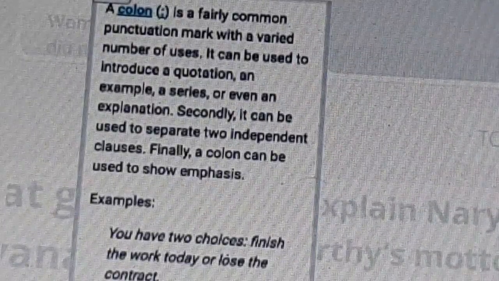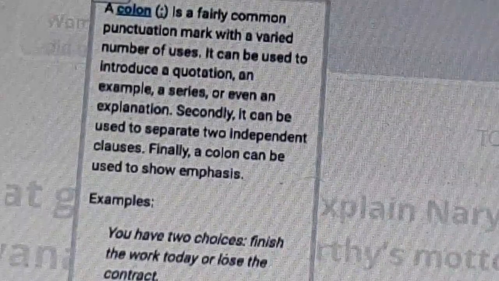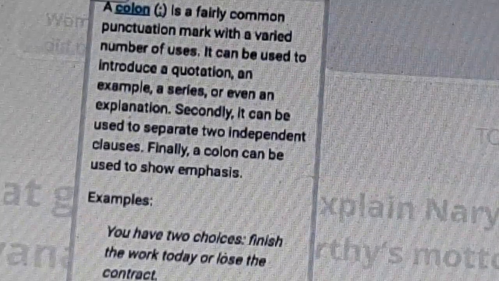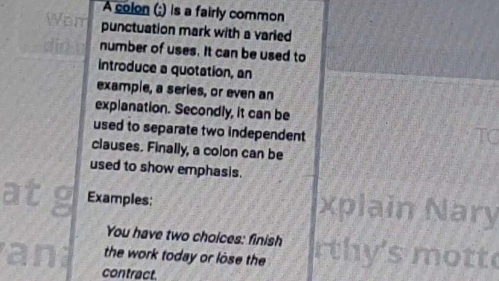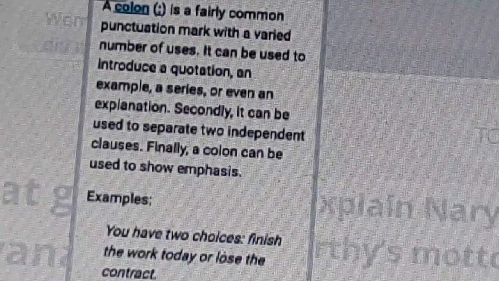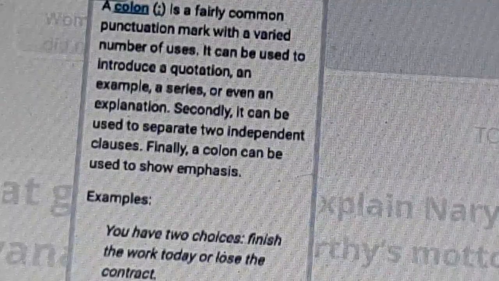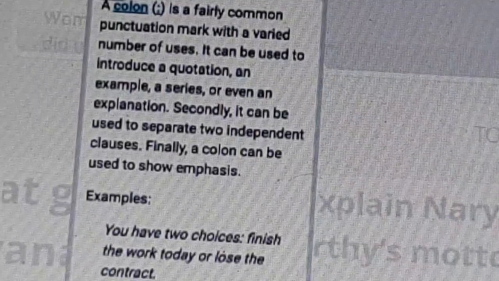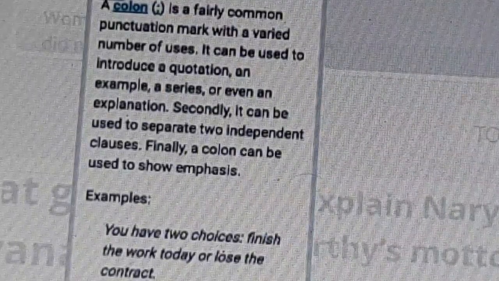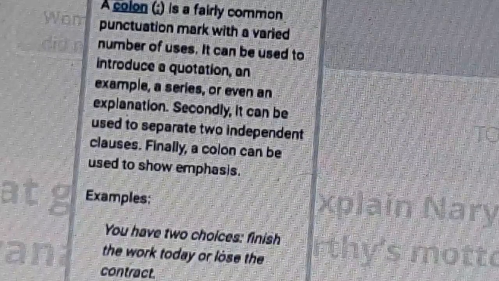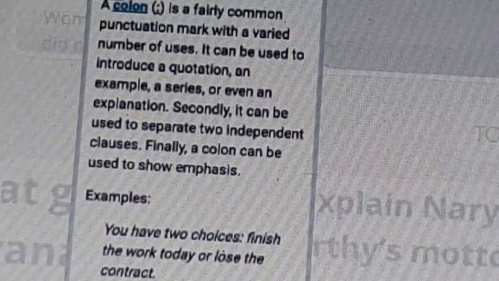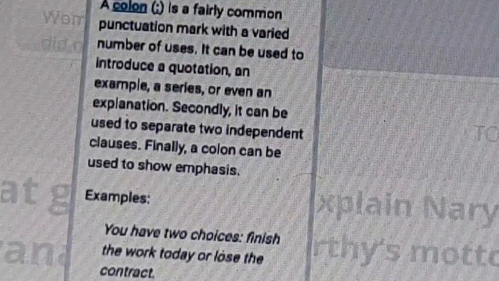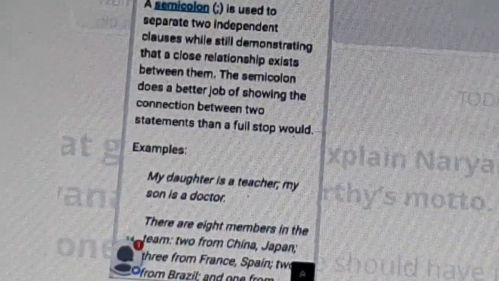Colon. Colon is a fairly common punctuation mark with a varied number of uses. It can be used to introduce a quotation, an example, a series, or even an explanation. Secondly, it can be used to separate two independent clauses. Finally, a colon can be used to show emphasis. Example, you have two choices. There we put a colon: finish the work today or lose the contract.